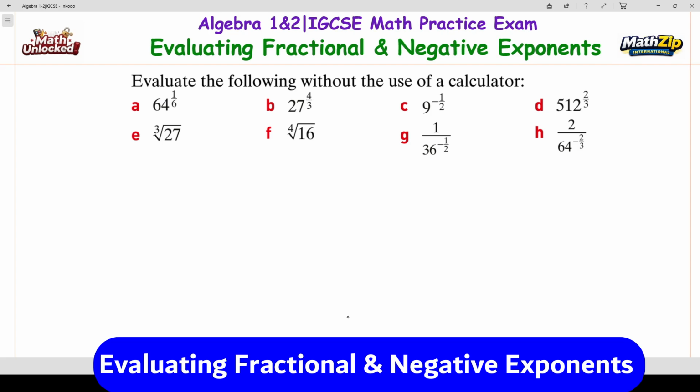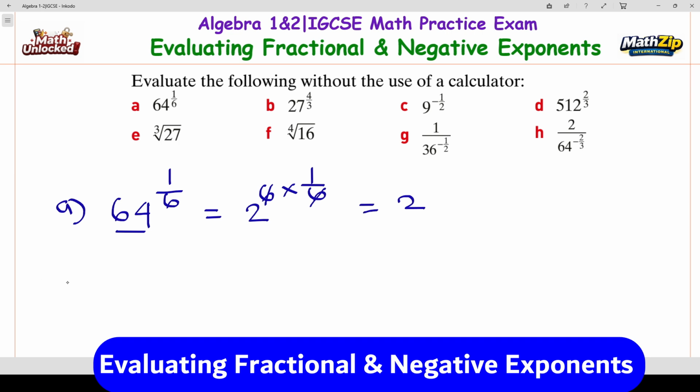Evaluating fractional and negative exponents. Number A, 64 to the power 1 by 6. Again, 64 we can write as 2 to the power 6, right? Times 1 by 6. So 6 divided by 6 will be 1. So our answer is 2.